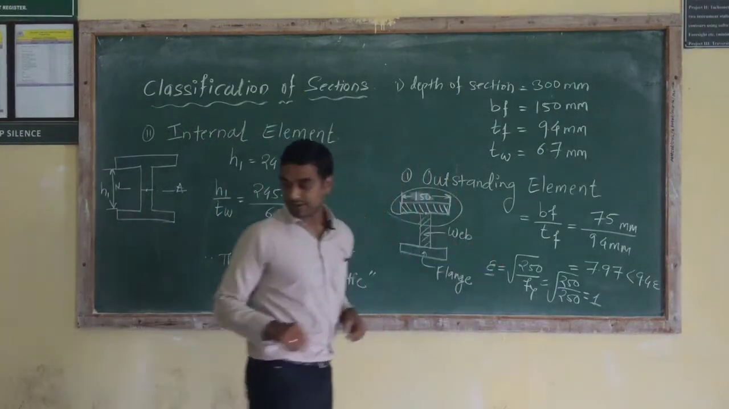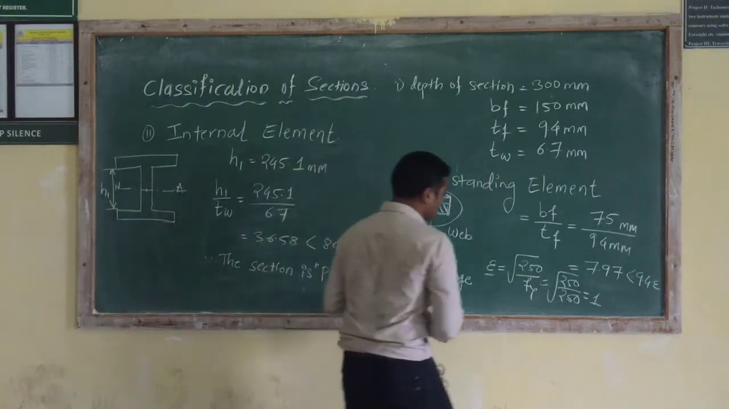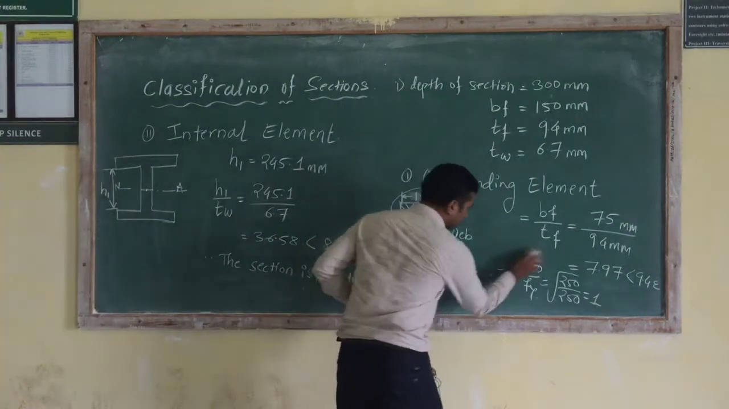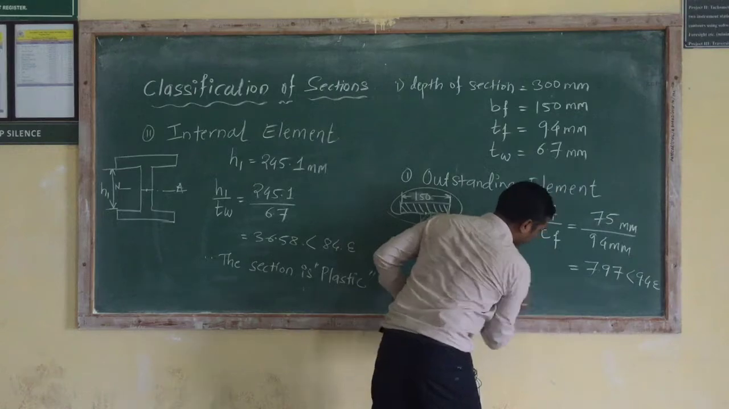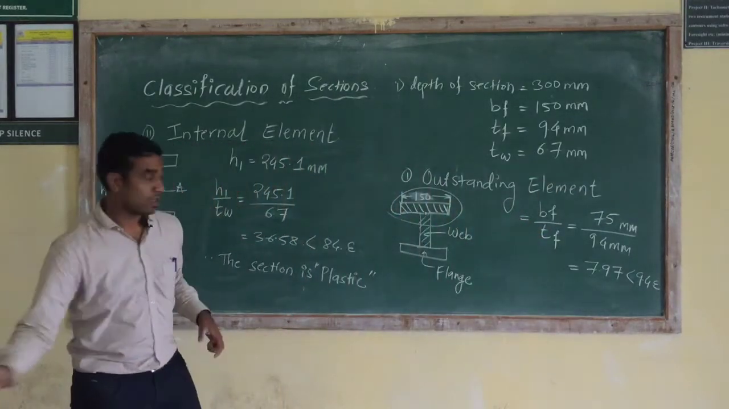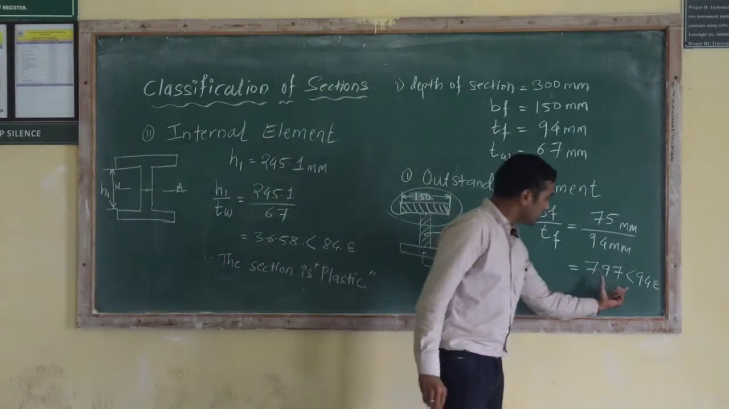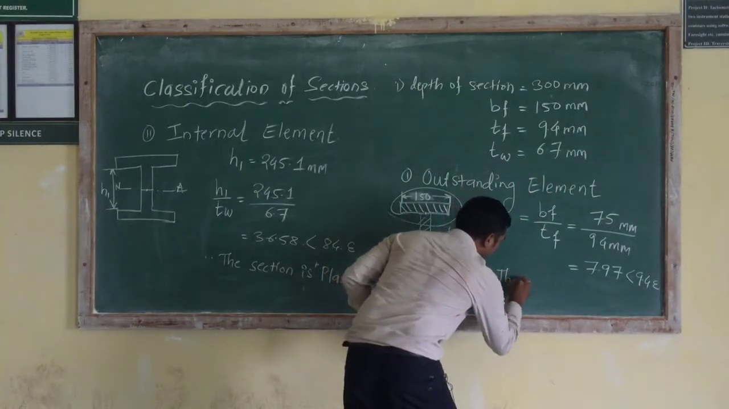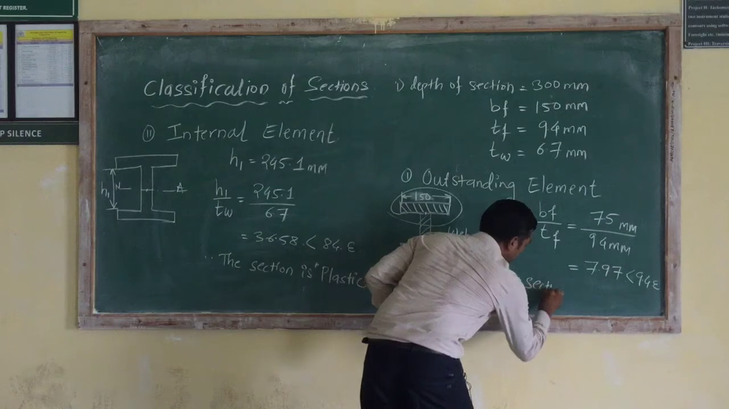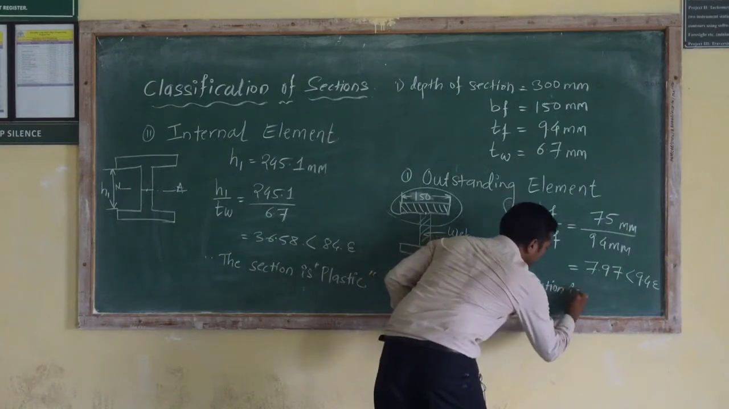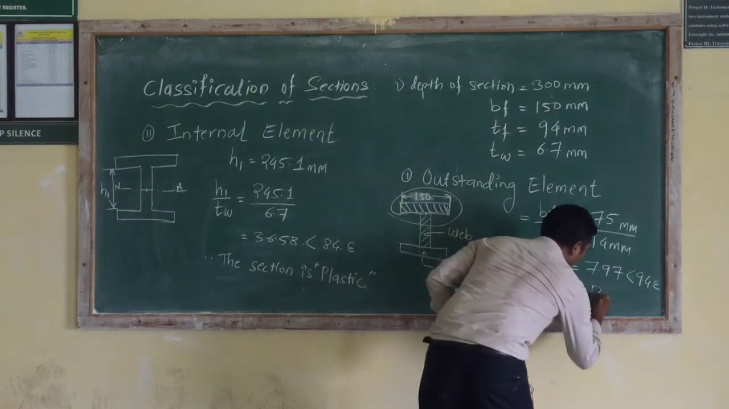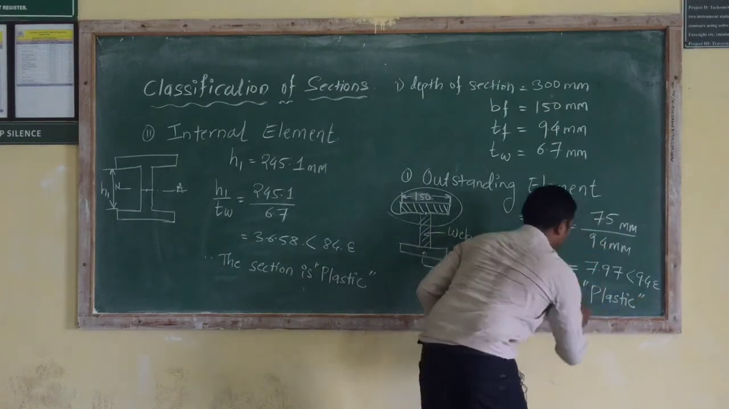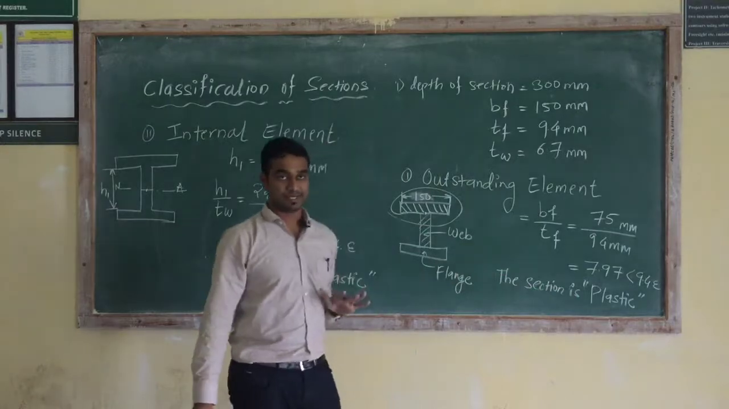I can write here, all of you get this value, how to calculate the epsilon? By comparing these two values, we can write the section is plastic.